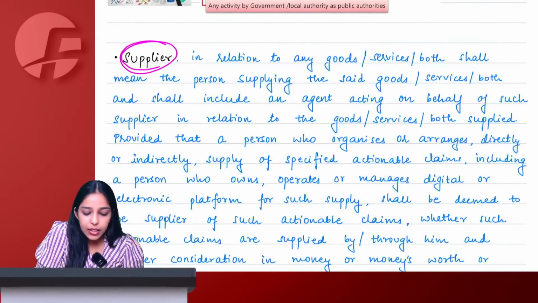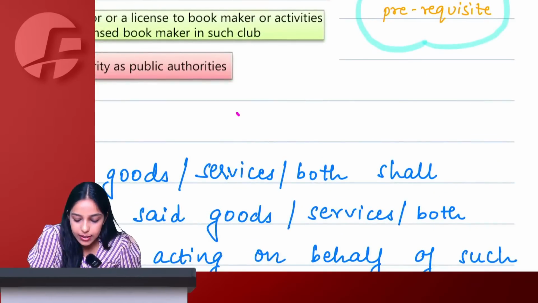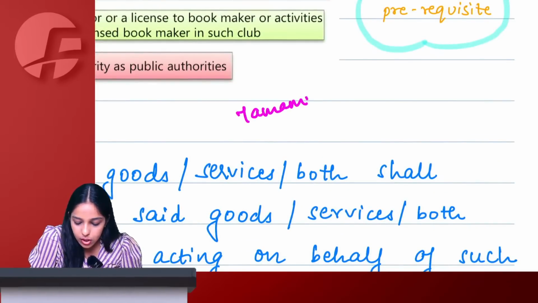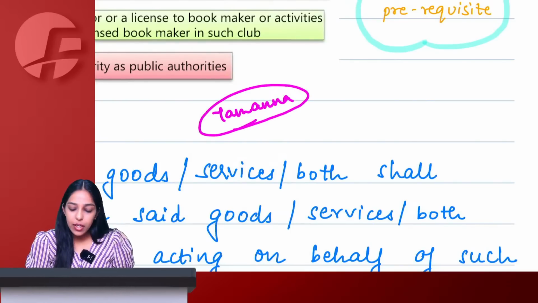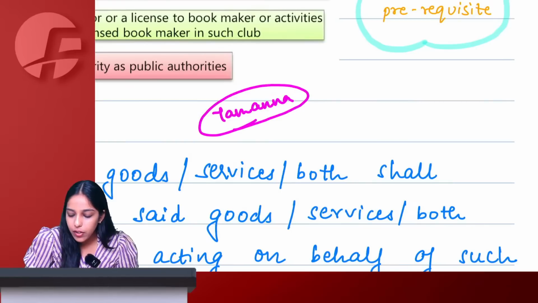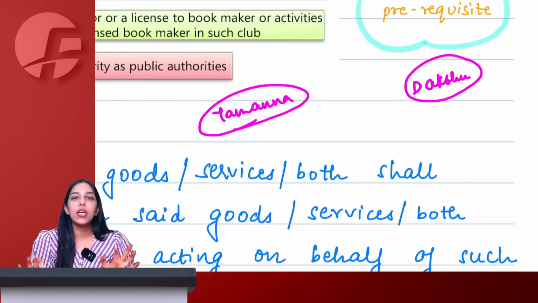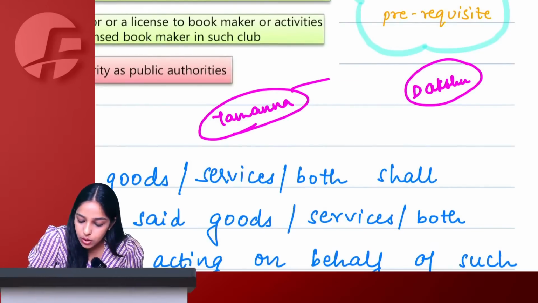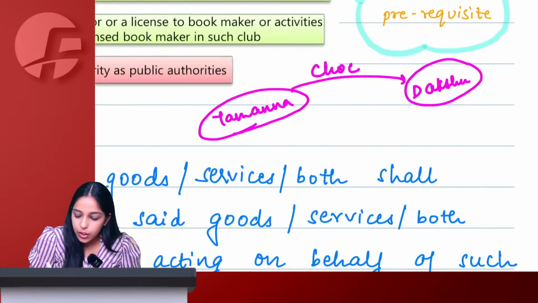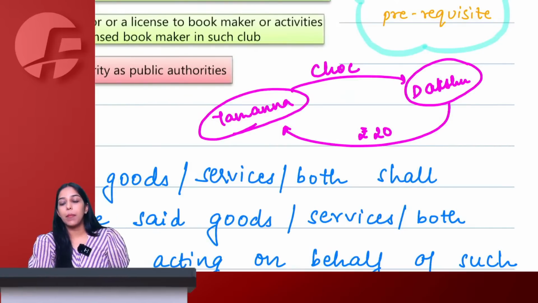Who is a supplier under GST? Now see, understand, we'll take a diagram. Let's say we have Tamanna here and we have Dakshu here. Chalo. So Tamanna is running a grocery store. Dakshu comes to Tamanna and purchases a chocolate. So Tamanna is giving a chocolate to Dakshu and Dakshu is paying, let us say, 20 rupees to Tamanna.